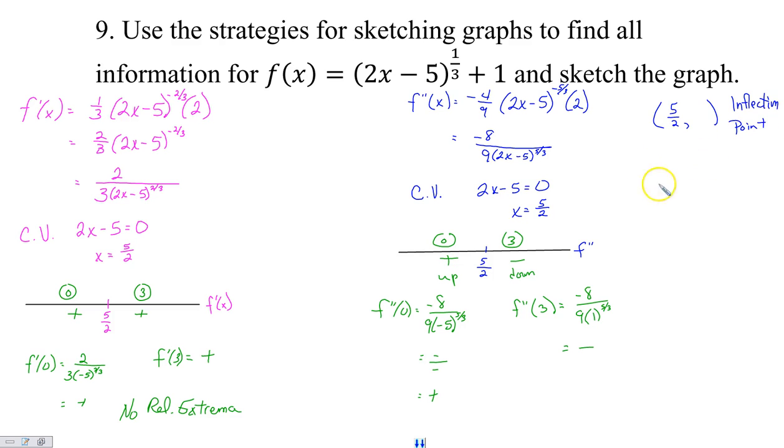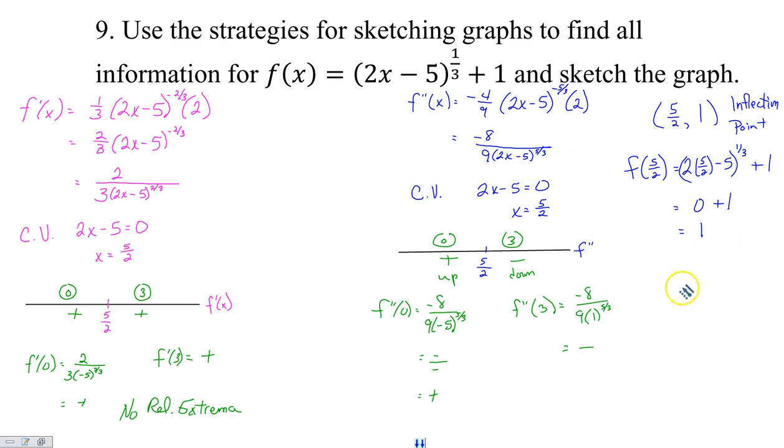Now what happens when I plug this 5/2 in? Notice that it's that same 2x minus 5. So if I have 2 times 5/2 minus 5 raised to the 1/3 power plus 1, remember our original function, this is going to be 0 plus 1. And I'm going to get a y value of 1. So this is actually my point of inflection.